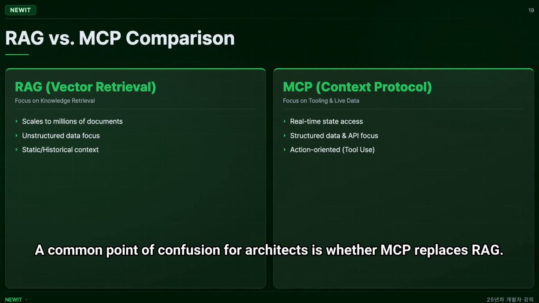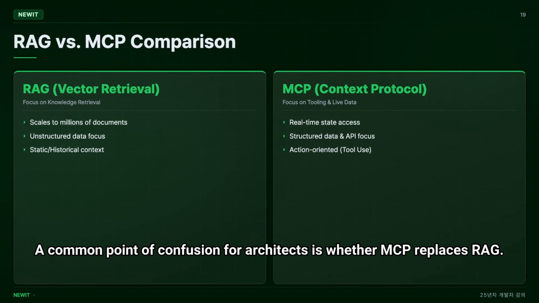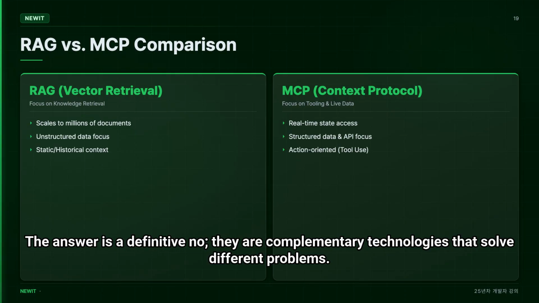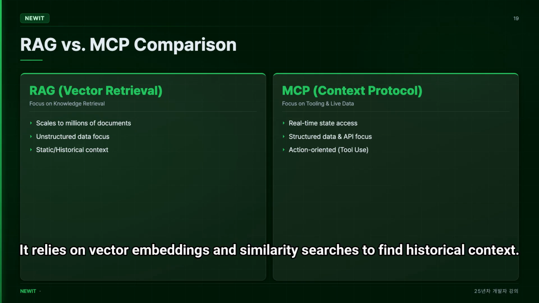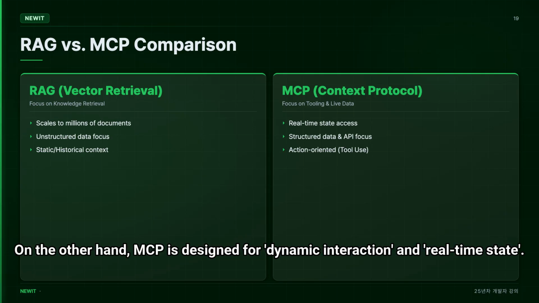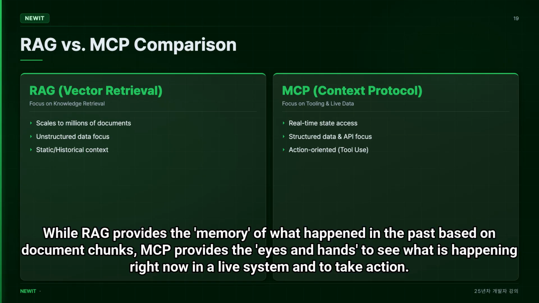A common point of confusion for architects is whether MCP replaces RAG. The answer is a definitive no. They are complementary technologies that solve different problems. RAG is primarily about finding a needle in a haystack across massive amounts of static, unstructured data. It relies on vector embeddings and similarity searches to find historical context. On the other hand, MCP is designed for dynamic interaction and real-time state. While RAG provides the memory of what happened in the past based on document chunks, MCP provides the eyes and hands to see what is happening right now in a live system and to take action.